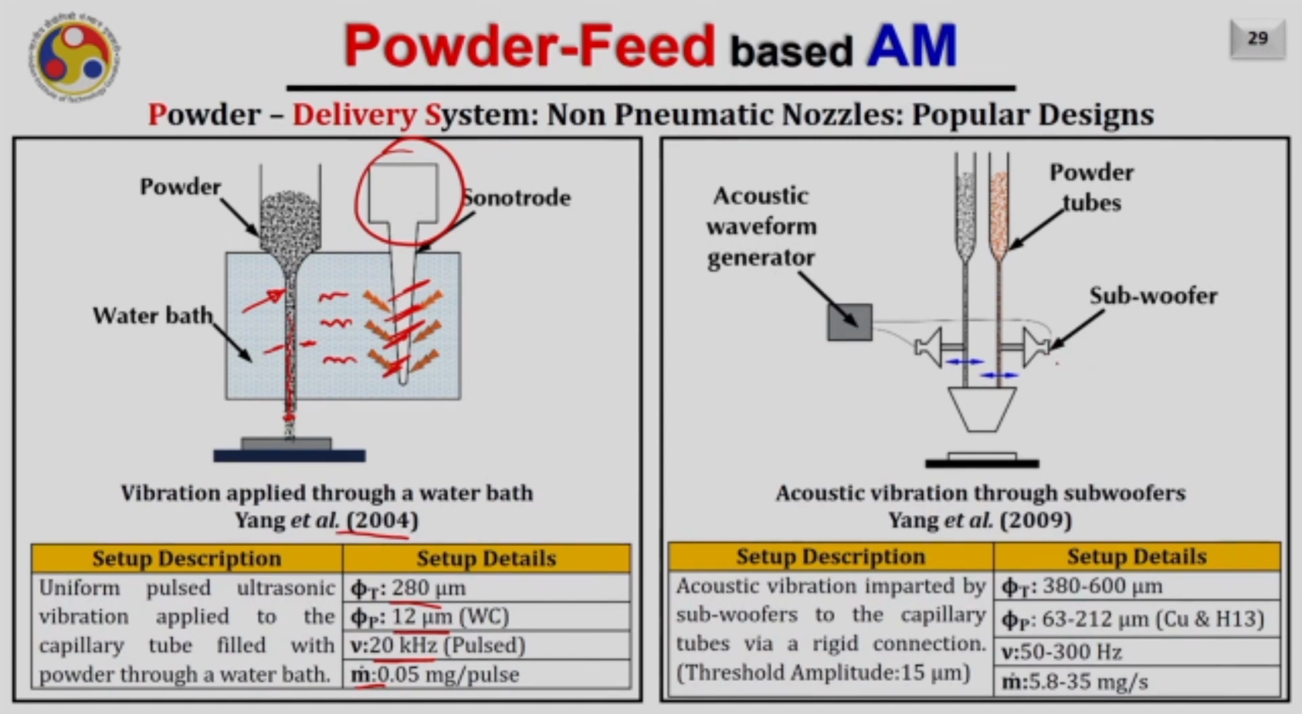The next possibility is utilizing acoustic vibration. Here you see there are subwoofers, 1 and 2, and by giving appropriate input to these subwoofers we can generate acoustic vibration in the powder tubes. As these powder tubes start vibrating, the powder will start flowing into these channels and deposit the material onto the substrate. In the study of Yang et al., they used a tube diameter of around 380 to 600 micron, and a powder particle size of 63 to 212 micron. They used a frequency of 50 to 300 hertz, and the mass flow rate was 5.8 to 35 milligram per second.